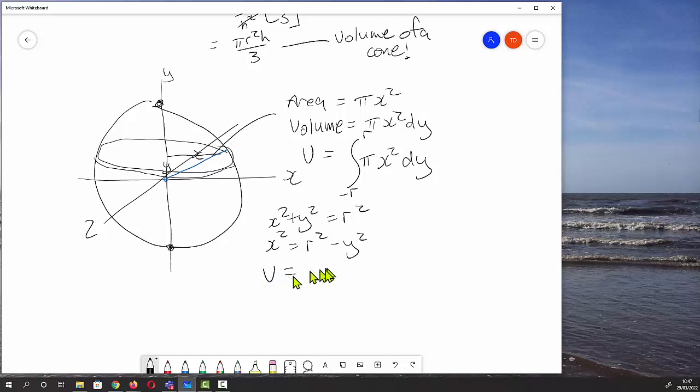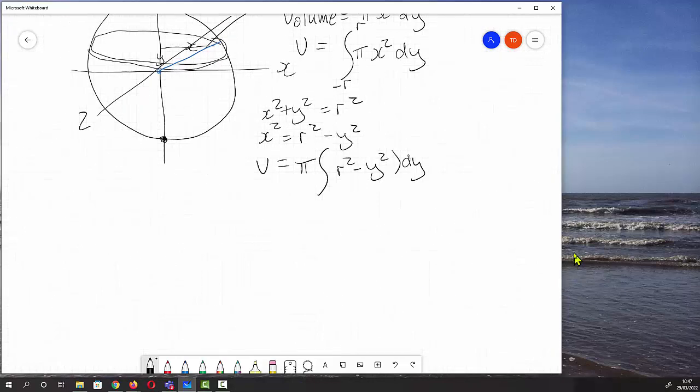So I've got v is equal to, I'll take the pi outside because it's a constant. So instead of x squared, I'm going to get r squared minus y squared dy. All right, so I can integrate that. Let's just lift that up a bit. So that's going from minus r to plus r, remember. So that's going to equal pi, and then I'm going to get r squared y, because that's a constant, minus y cubed over 3. Okay, minus r and r.